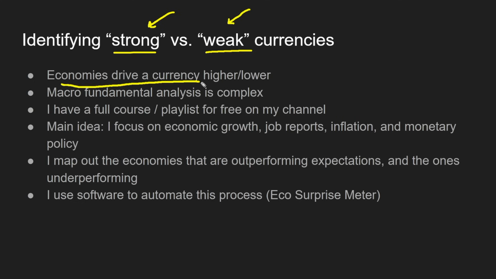Economies drive a currency higher or lower. At the end of the day, economies, economics, macro, geopolitical stuff, that is what causes the euro to rise or to fall. That is what causes the US dollar to strengthen or weaken against its peers. The real movement in the market, the underlying drivers are the macro, the economies of the world. That is why there is a massive profession called economics. It's people studying the economies of the world.